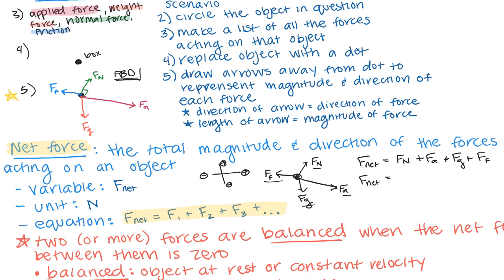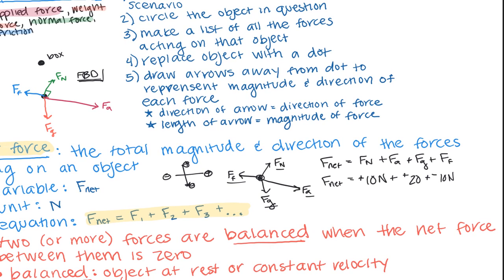So F normal, we'll say, is maybe positive 10 newtons. And then we add that to our force applied, which might be a positive 20 newtons. Add that to our weight force, and our weight force is always going to be negative because it's always pointing downward in that Y direction. So maybe negative 10 newtons. And then finally, we would have our friction force, and let's say our friction force is maybe negative 2 newtons.